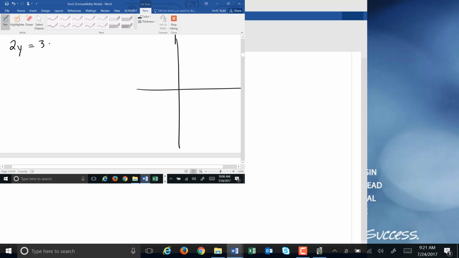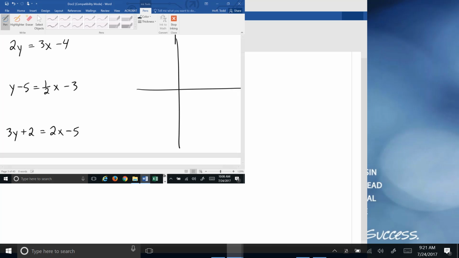So we've got 2y equals 3x minus 4. We've got y minus 5 equals 1/2 x minus 3. And we have 3y plus 2 equals 2x minus 5. I want you in your notes to graph those three for me.